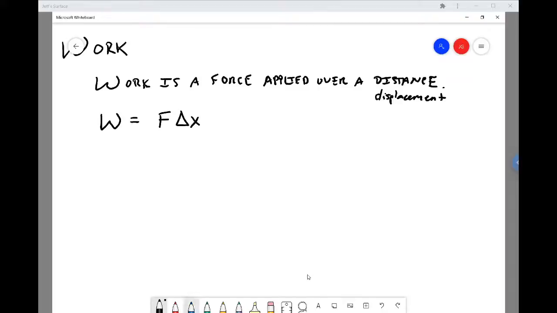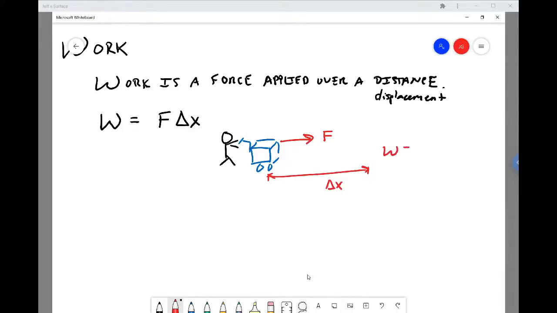It's like if I have a box or a shopping cart, something, and I'm pushing on it, so there's a force exerted on this shopping cart in this direction, and I want to know how much work that force does over some distance, delta x. It's very straightforward. The work equals the force times the displacement, delta x.